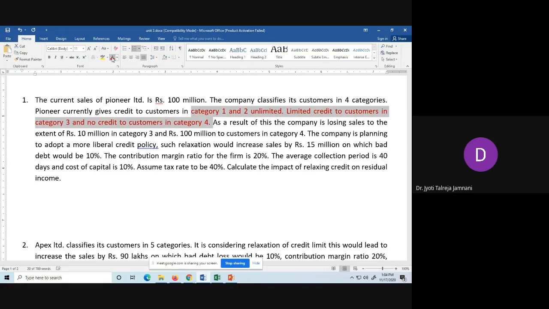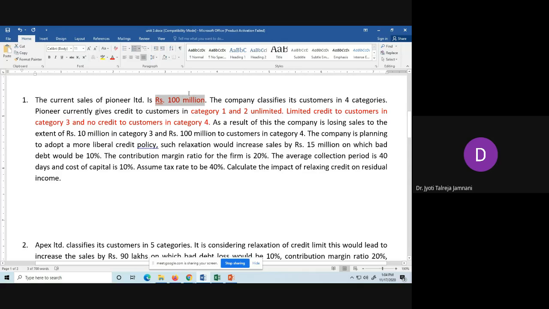And by using this existing policy, they are making sales of 100 million. Okay, so 1 million is equal to 10 lakh rupees. So 100 million will be almost 1000 lakh rupees, or you can also say 10 crores. Okay, as a result of this, the company is losing sales to the extent of 10 million in category 3 and rupees 100 million to customers in category 4.